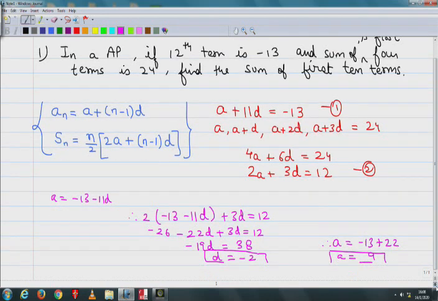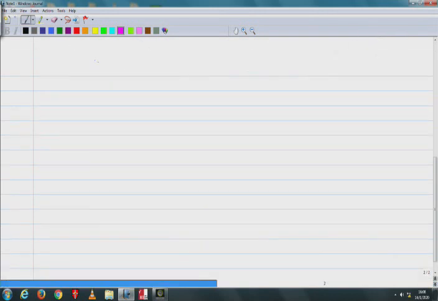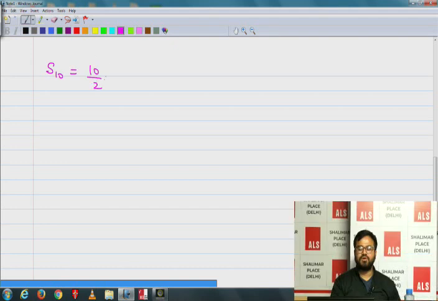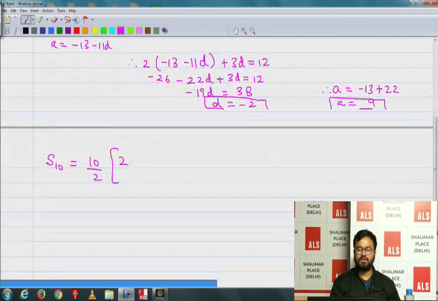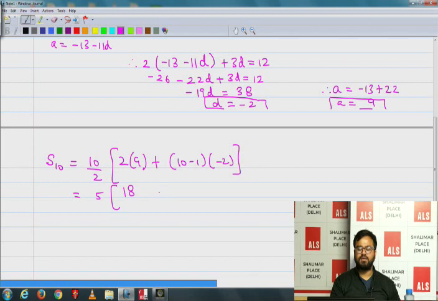Now the question says find the sum of the first 10 terms. The sum of the first 10 terms is 10 by 2 into 2a plus n minus 1 into d. We have calculated a as 9, so that would be 5 times 18 plus 9 times minus 2, which is minus 18. That becomes 5 into 0, which is 0. So 0 is the correct answer.